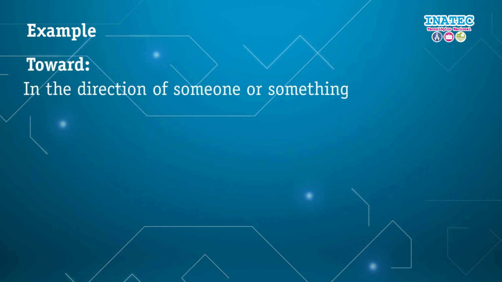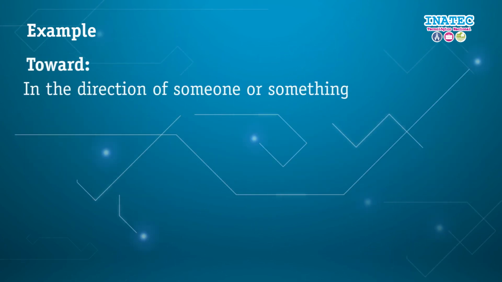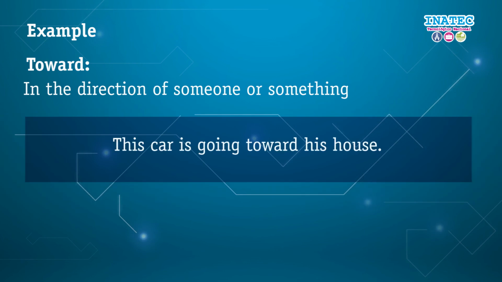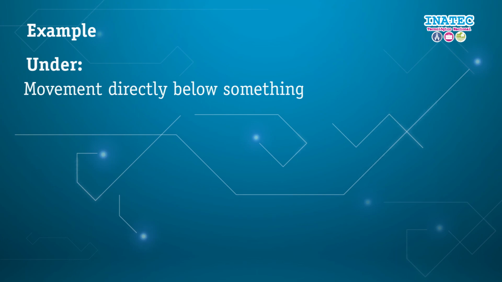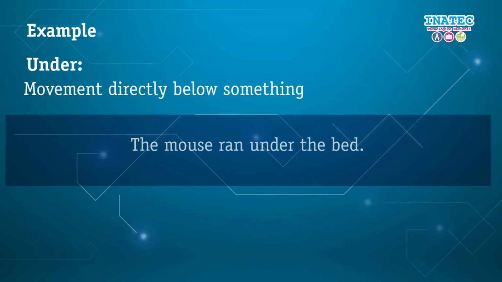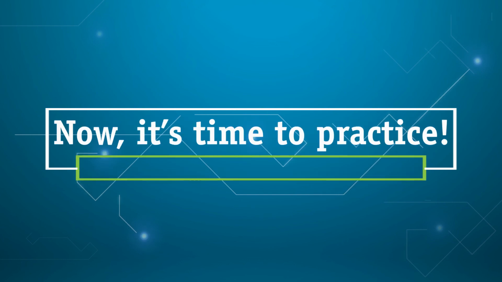Toward. In the direction of someone or something. This car is going toward his house. Under. Movement directly below something. The mouse ran under the bed. Now it's time to practice.